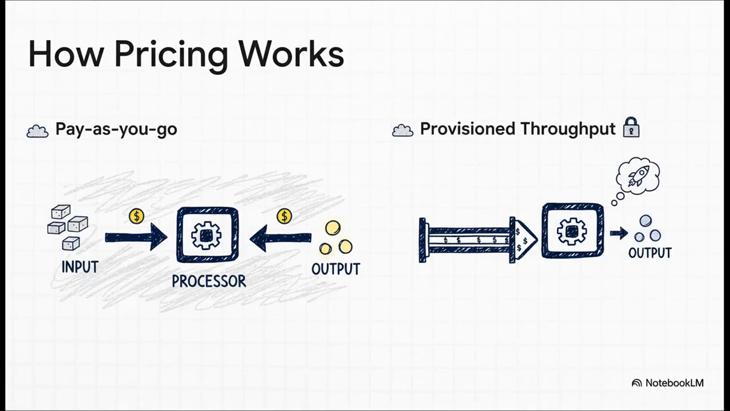The pricing model is refreshingly simple. You only pay for what you use. It's all based on the number of input and output tokens that get processed. Now, if you're building a really big application and you need guaranteed speed, you can buy something called provisioned throughput. Just think of it like reserving your own private high-speed lane on the AI highway. It's great for high-volume use cases.